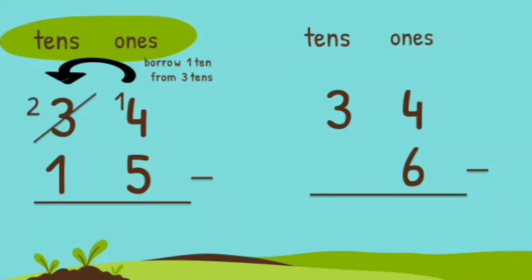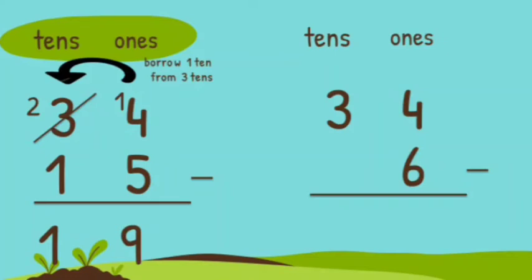You write down 2 tens. And then you count from the ones. 14 minus 5 equals? Yes, 9. And 2 tens minus 1 ten, it is 1 ten. So, 34 minus 15 equals 19.